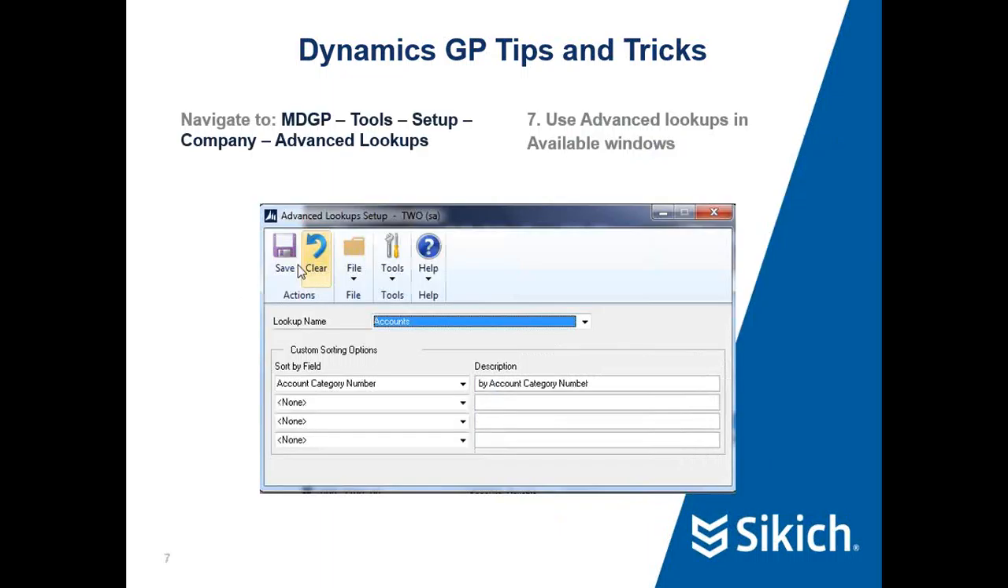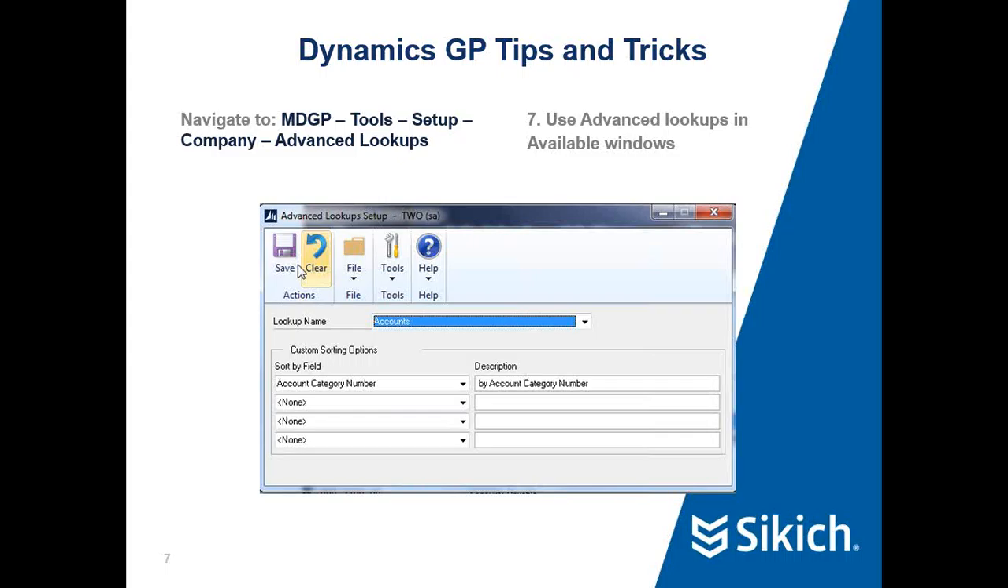Number 7, using advanced lookups. So again, navigate to is on the left. This is how you would get there. And again, if you try to do some of these things and you go to Tools, Setup, Company, Advanced Lookups, but you can't see it, the potential is that you just don't have access to it. A power user will always be able to see these windows, but if you need it, we can talk about updating your security to get you that information.